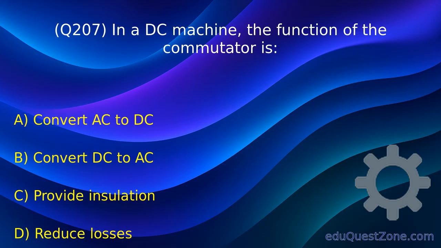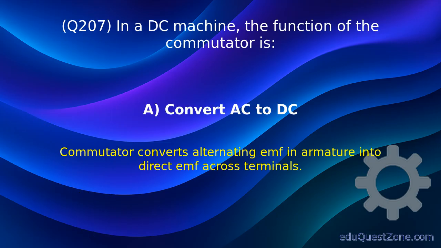Question 207. In a DC machine, the function of the commutator is... Option A, convert AC to DC. Commutator converts alternating EMF to direct EMF.